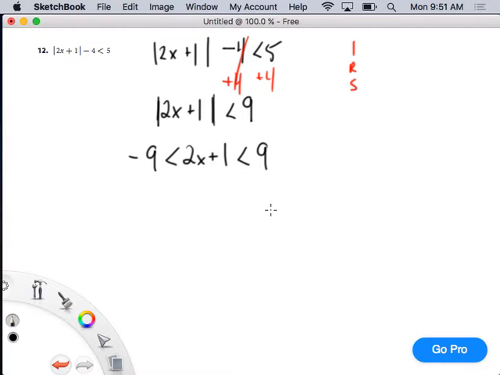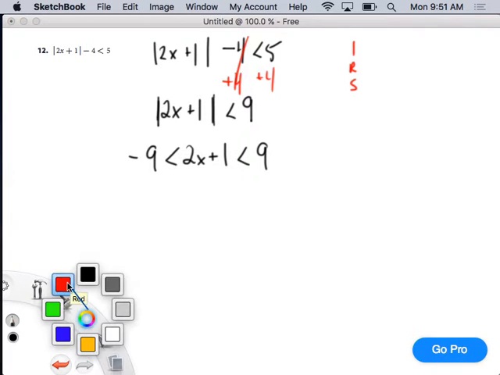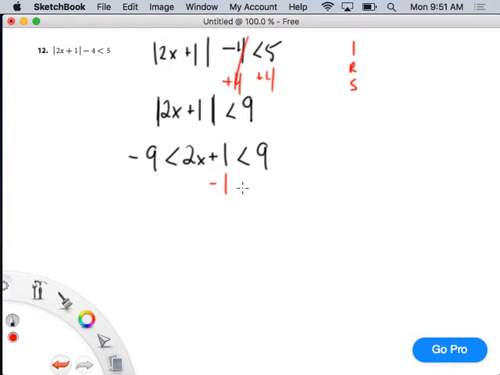Now, once I've rewritten, I have to solve. Now, this case, I actually do have to solve. Usually, in the previous 4 questions, it was all just x. But there's not just x here, so I have to solve. So how should I solve this? What's the first step to do? Subtract 1. But do I just subtract 1 and then call it a day? No, I got to do it from every single side. Okay, so it's negative 10 is less than 2x is less than 8.